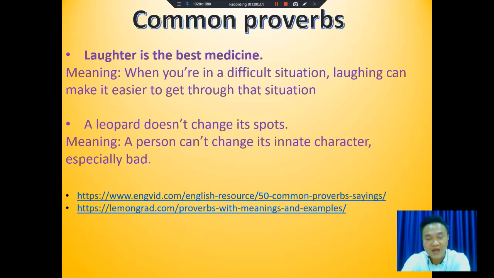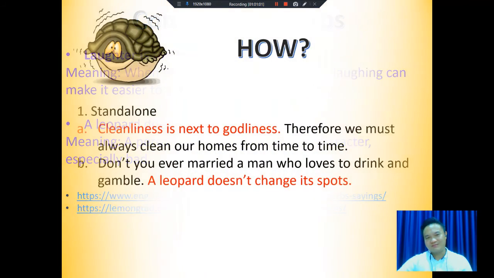Okay, all these bad habits are very difficult to change. Now, I have included two links for all the proverbs. You can copy the link and access it through the internet to have a look at all these proverbs available online. We cannot include all the proverbs here, but the thing that I can teach you is how to use them.